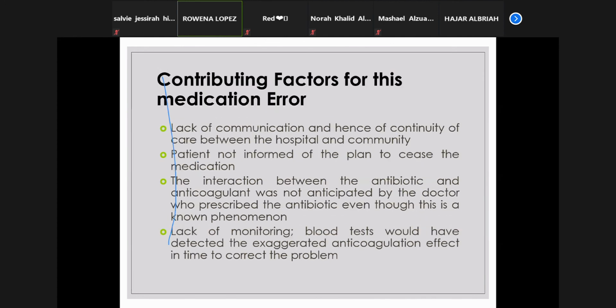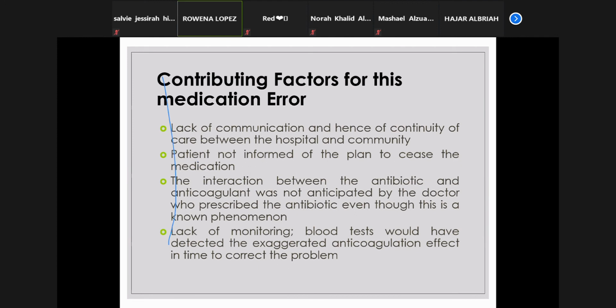So what are the contributing factors for this medication error? Lack of communication and hence of continuity of care between the hospital and community. So even the community doesn't know that it's only a 3 to 6 months treatment. The patient was not informed of the plan to cease the medication. The interaction between the antibiotic and anticoagulant was not anticipated by the doctor who prescribed the antibiotic, even though this is a known phenomenon. So please make sure now you know that with anticoagulant plus antibiotic, there is a potentiation of side effects. Lack of monitoring.